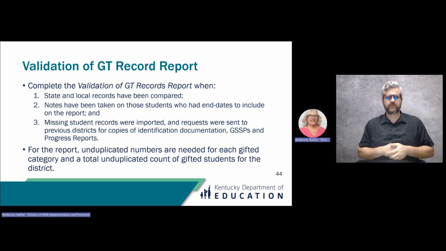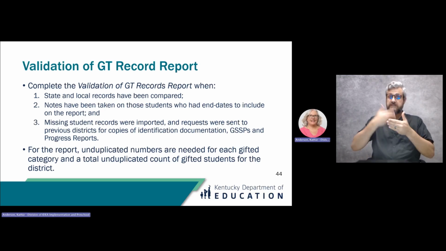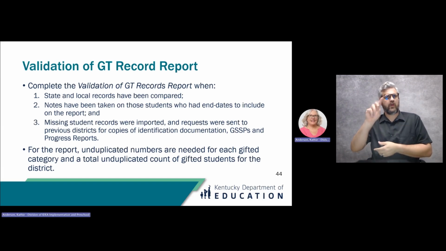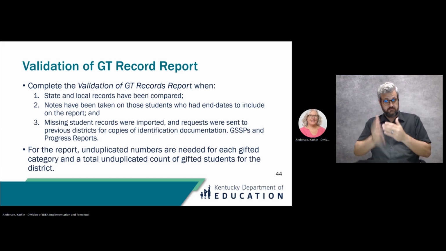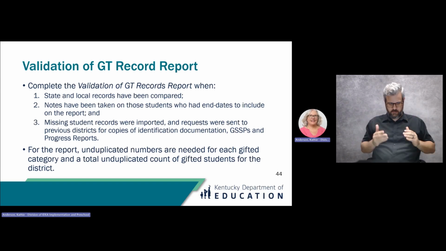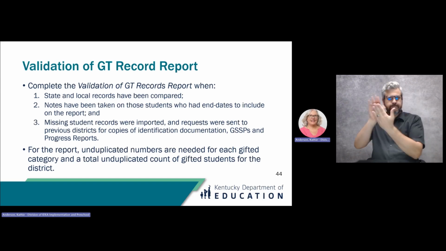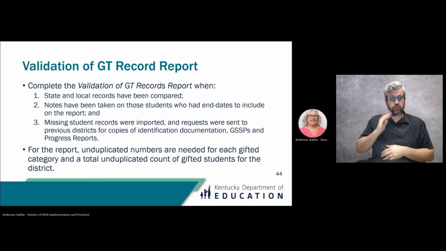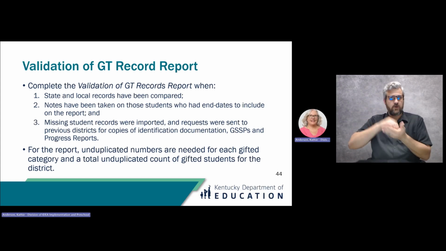Next, let's talk about completing the validation of GT Records Report. You can complete the validation of GT Records Report when state and local records have been compared and notes have been taken on the discrepancies and missing records have been imported and requests sent to previous districts for documentation. Documentation could also include gifted student service plans and progress reports.